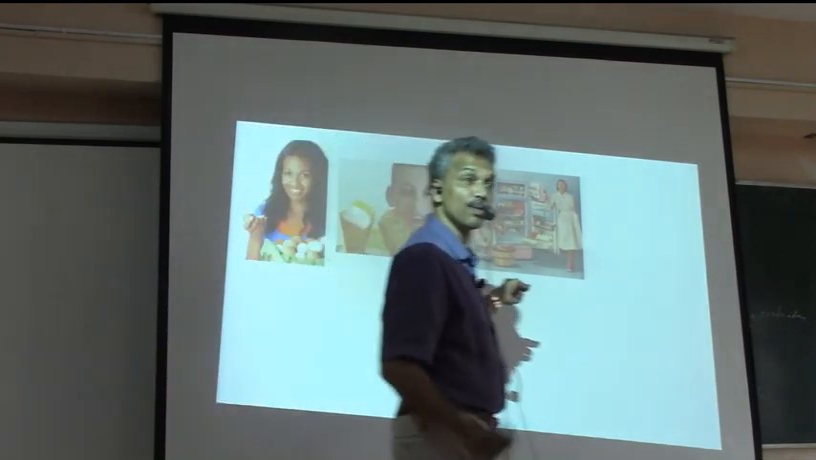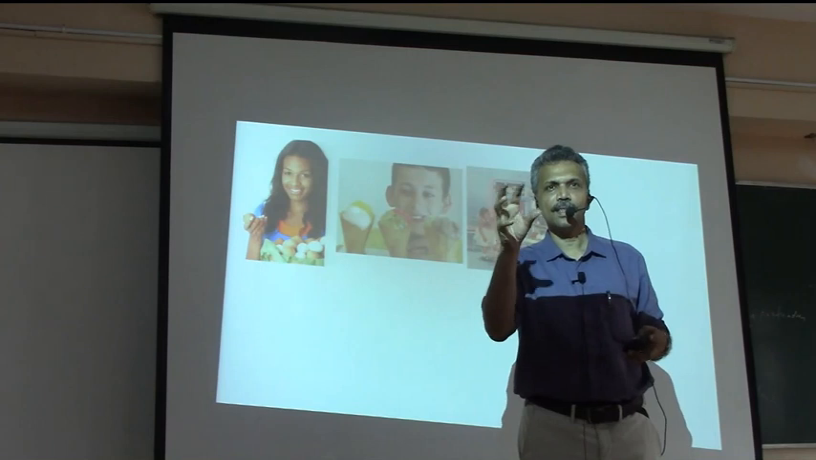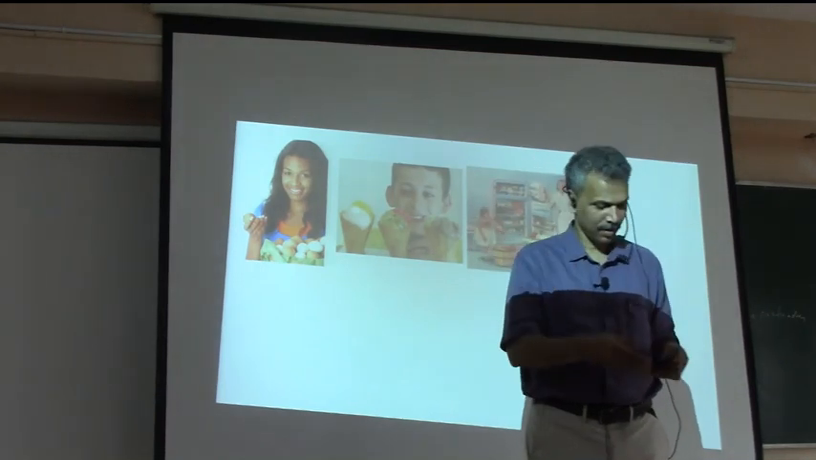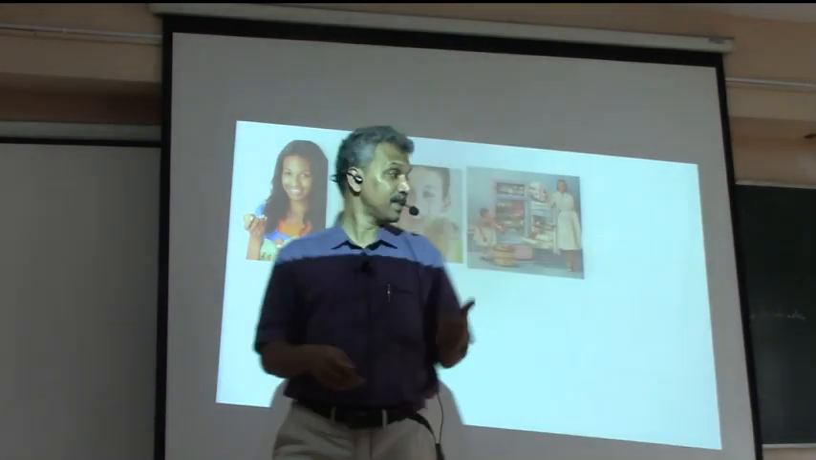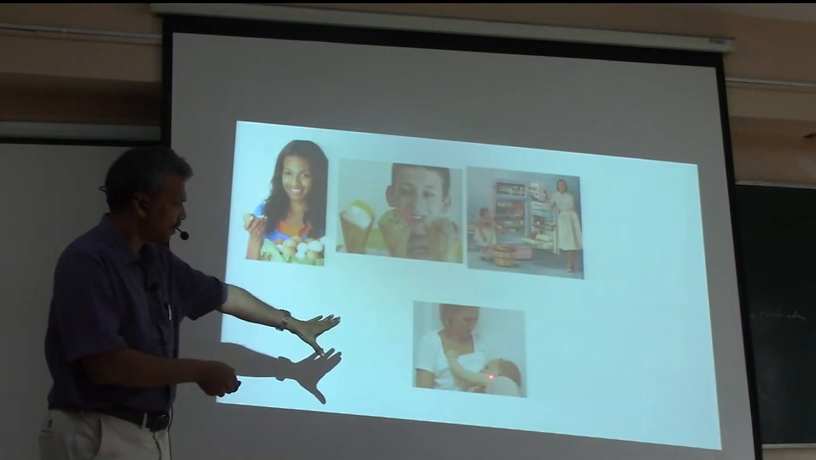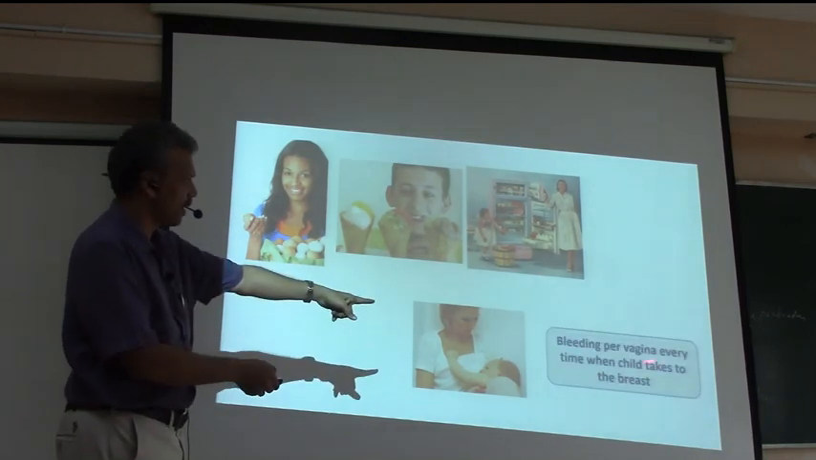आपने देखा कि उनको cook पसंद है. So what you also see in Silicea is they like raw things, raw vegetables, salads. Anyway, it will come next. So desires, aversions, and there's something very important in Silicea. Every time the child takes to the breast, meaning every time the child feeds, there will be bleeding from vagina.